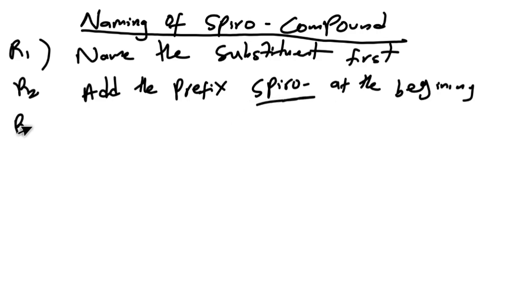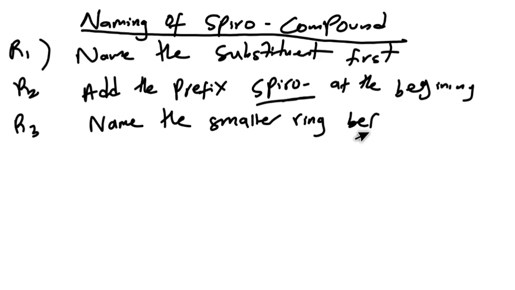Rule number three, you know we have two cyclic compound coming together, or you have two cyclic form in a Spiro compound. So you name the smaller ring before the larger ring or the bigger one. So you name the smaller before the bigger or the larger.